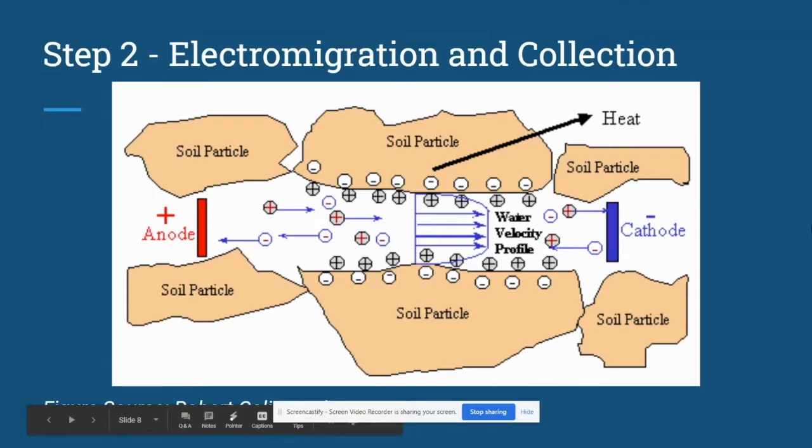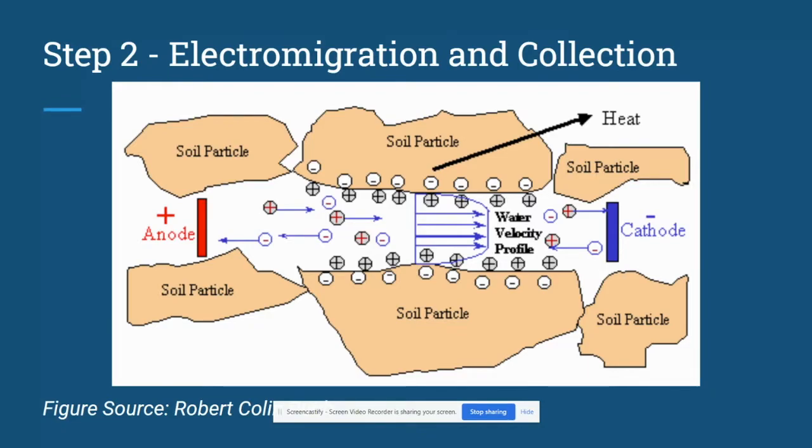The next step is electromigration. There is not a defined line between the desorption and electromigration steps. Rather, they are a continuous process. Electromigration is the movement of ions and ionic complexes due to an applied electric field. When freed, the positively charged ions will migrate towards the anode and the negatively charged particles will migrate towards the cathode.